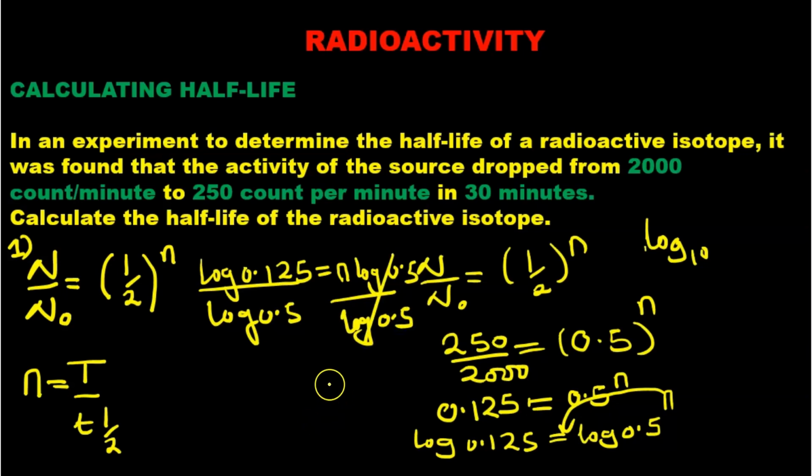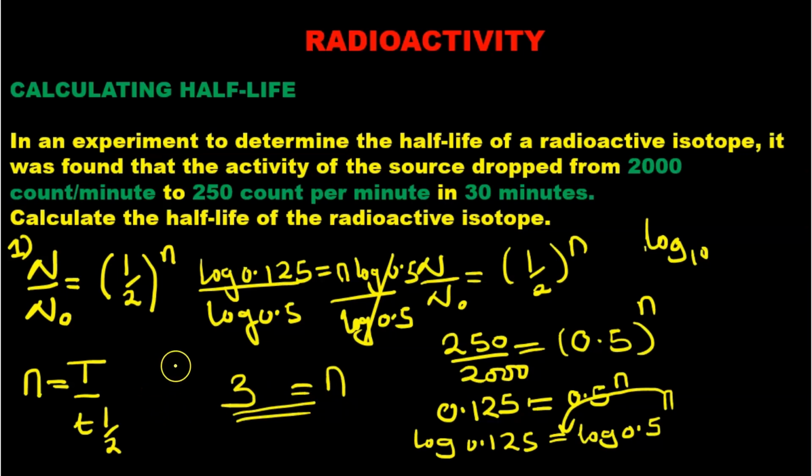Log 0.5 and log 0.5 goes. So n is equal to log 0.125 divided by log 0.5. And the answer that you find is 3. So our n is 3 in this case. So that is how we find n.